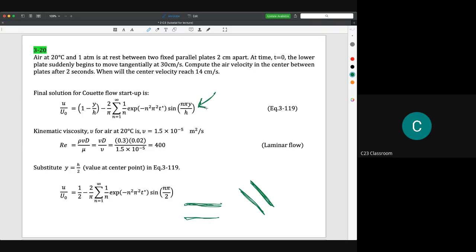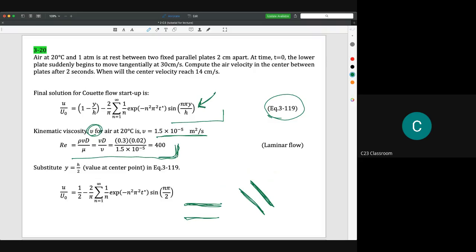So we have u over u naught equal 1 minus y over h minus 2 pi, and we have all of this. Okay, so it is shown as equation 3.119. And then we could get the kinematic viscosity, the nu for the air. For air here is 1.5 times 10 to the power of minus 5. And then we could calculate the Reynolds number, which shows that the flow is laminar.